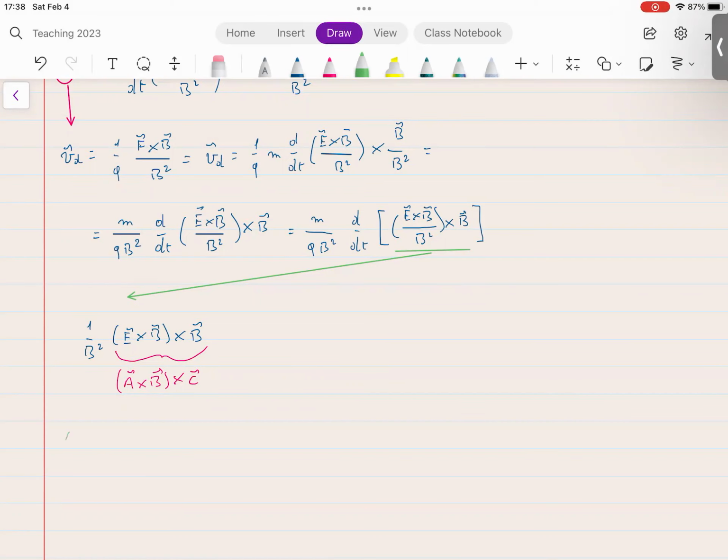I look up my plasma formulary and I find that A cross B cross C is the same as B cross C cross A with a minus sign, where B in my expression above would be E, C would be B, and A would also be B. So that's what I'm working on.